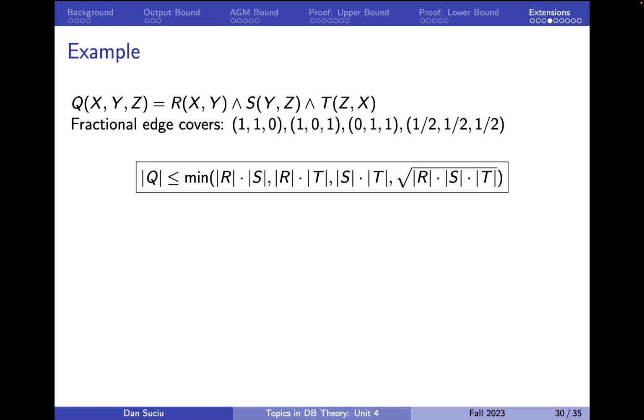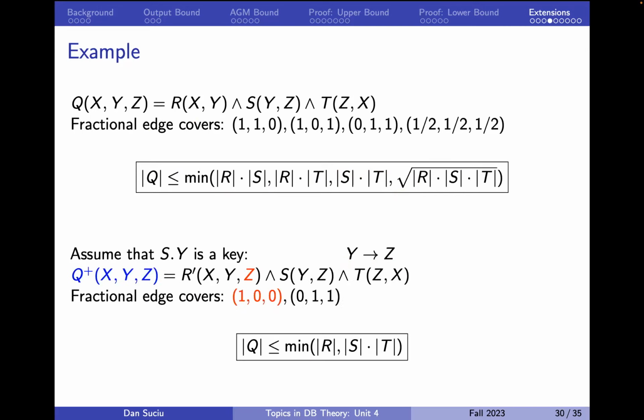So let me show you how it works. So this was a triangle query. We never considered a functional dependency, but here is what happens if we have a functional dependency. These were our 4 fractional edge covers, and this was our old bound. But now if I know that S.Y is a key, then in the expanded query, I can add Z to R. Once I add Z to R, everything changes. And now I have much better edge covers. I can cover everything by just covering R.